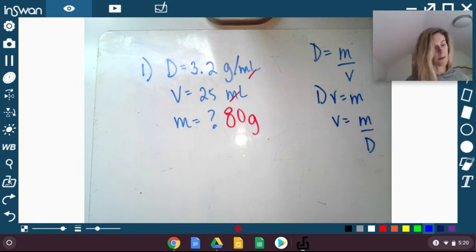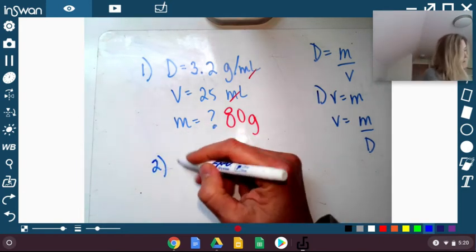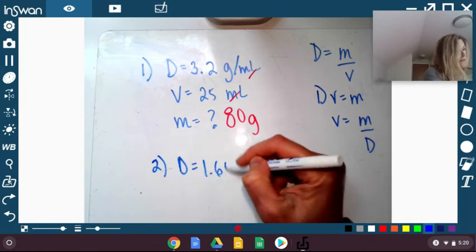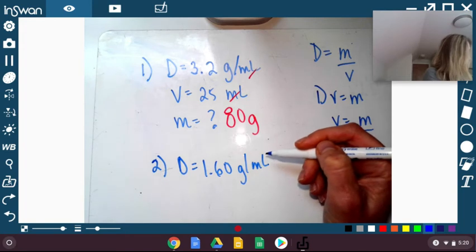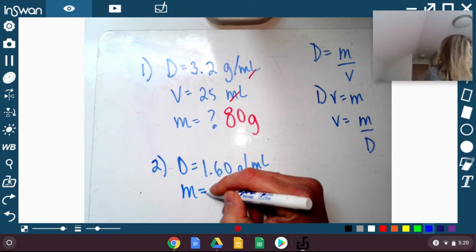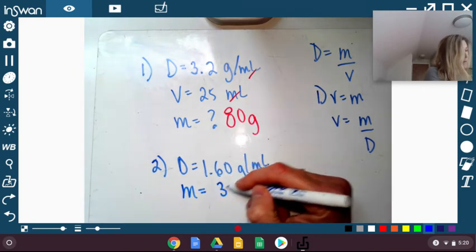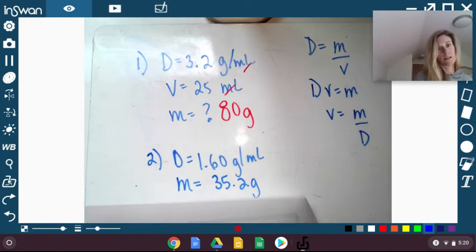If you read the problem, find the volume that 35.2 grams of carbon tetrachloride will occupy if it has a density of 1.60 grams per milliliter. For this one, we know density, again, is 1.60. And we also know the mass. So the mass is 35.2 grams. So you're going to solve for volume in this case.